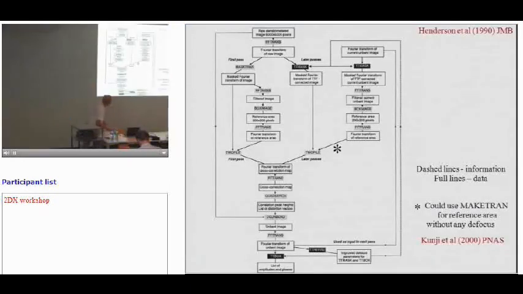So this is a sort of flow diagram from a paper in 1990, which was associated with a 3D structure of Bacteriorhodopsin, but it has in it more or less the complete philosophy.